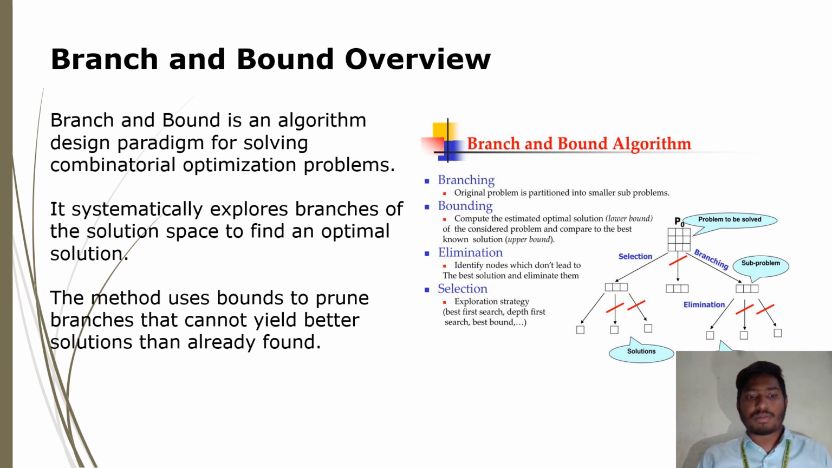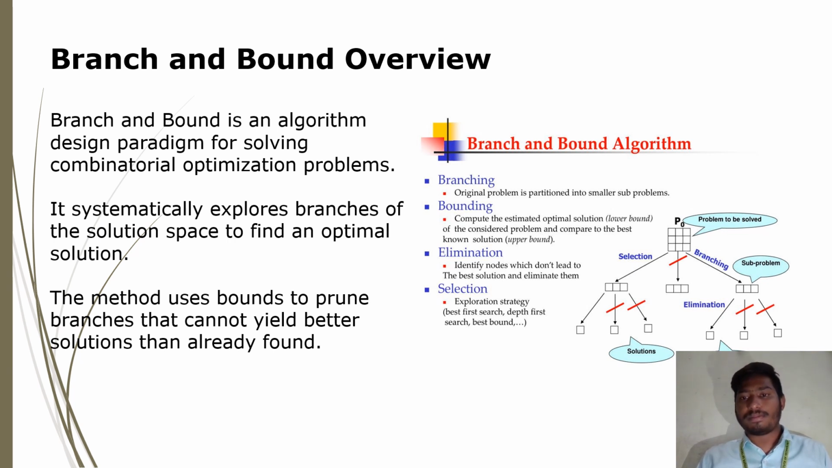Branch and bound overview. Branch and bound is an algorithm design paradigm for solving combinatorial optimization problems. It is a systematic exploration of the branches of the solution space to find an optimal solution. This method uses bounds to prune branches that cannot yield a better solution than one already found.